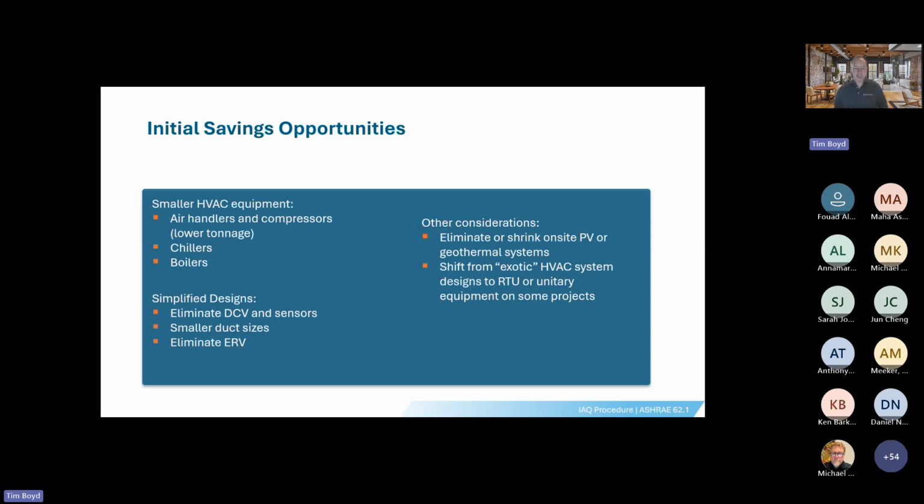Notice you can simplify the designs. If you do the indoor air quality procedure, you don't need to be worrying about control strategies for the DCV. Those are only under the VRP side. They're not required in the IAQP. As I mentioned, smaller duct sizes. I'll give you one more example here to conclude.